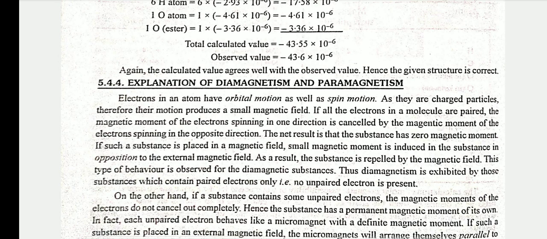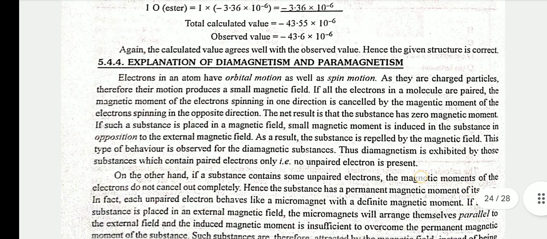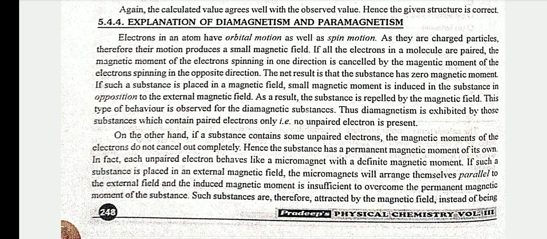Explanation of diamagnetism and paramagnetism. Electrons in an atom have orbital motion as well as spin motion, as they are charged particles. Therefore, their motion produces a small magnetic field. If all the electrons in a molecule are paired, the magnetic moment of an electron spinning in one direction is cancelled by the magnetic moment of the electron spinning in the opposite direction. The net result is that the substance has zero magnetic moment. If such a substance is placed in a magnetic field, a small magnetic moment is induced in the substance in opposition to the external magnetic field. As a result, the substance is repelled by the magnetic field. This type of behavior is observed for diamagnetic substances.